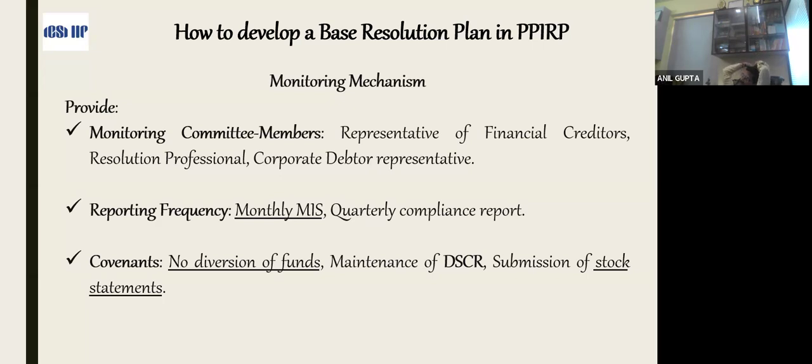Sir, any clarification, any discussion points on this up to now? Any doubts? I will try to clarify all your doubts with regard to the base resolution plan that is to be prepared by the resolution professional in PPIRP.